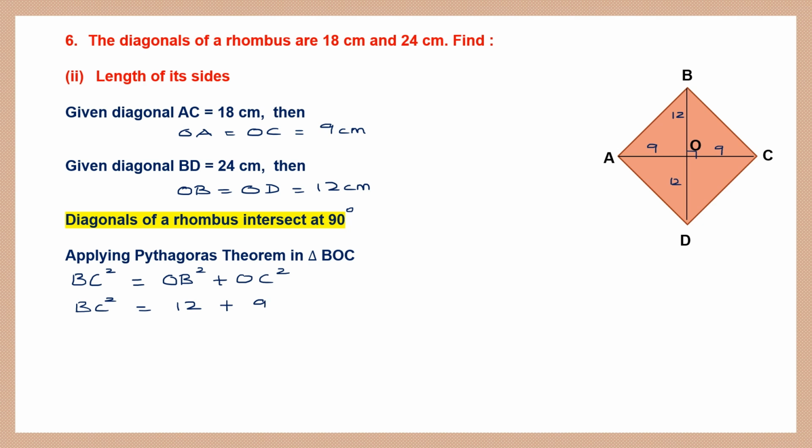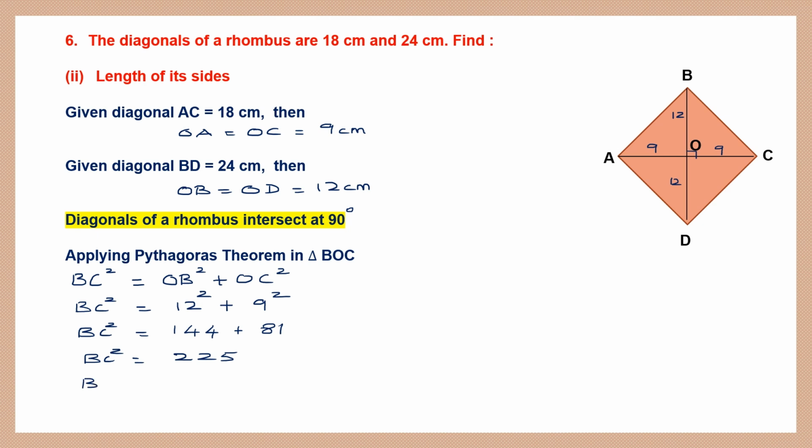So this is 9. So that means square of these, OB square plus OC square. Now let's continue. BC square is equal to 12 into 12 is 144. 9 into 9 is 81. So BC square is equal to 225.